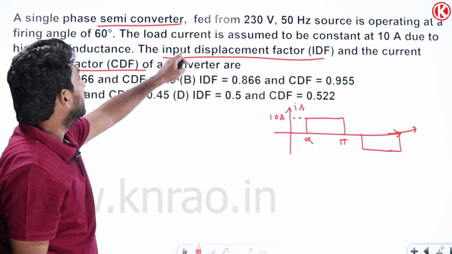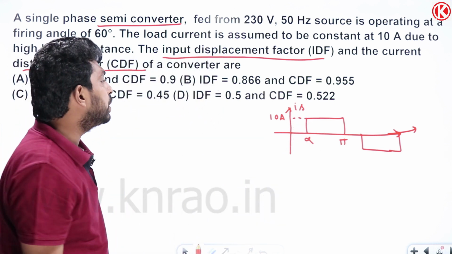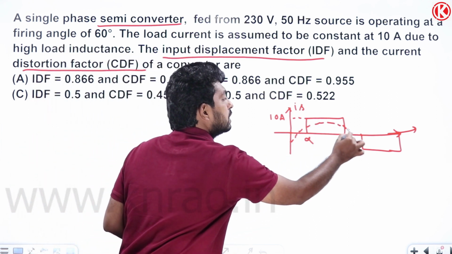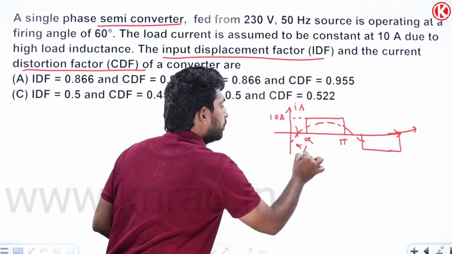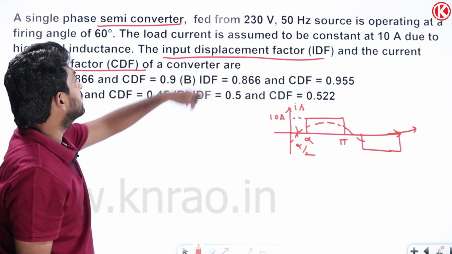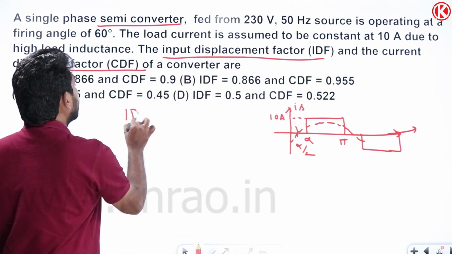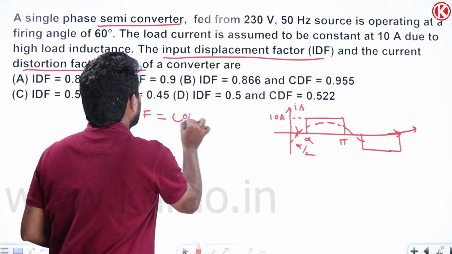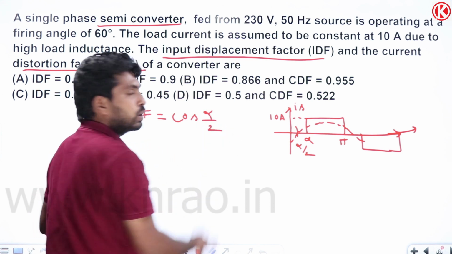Let me find the input displacement factor. We know that the fundamental component will be like this, so it is alpha by 2. So the input displacement factor is equal to cos alpha by 2.